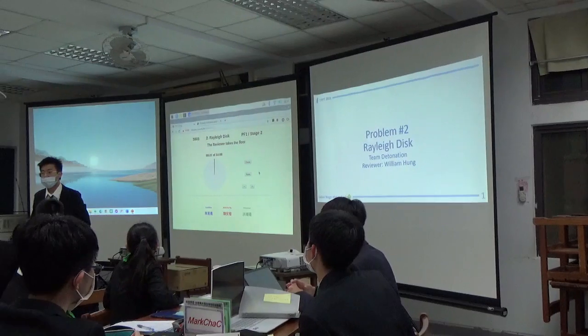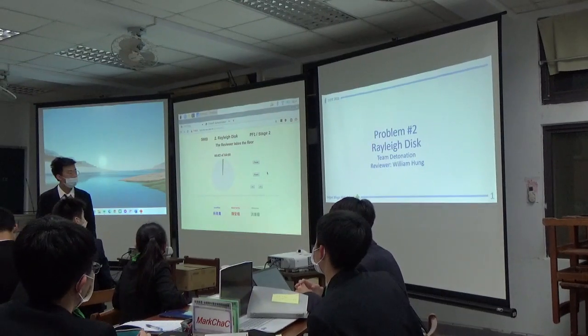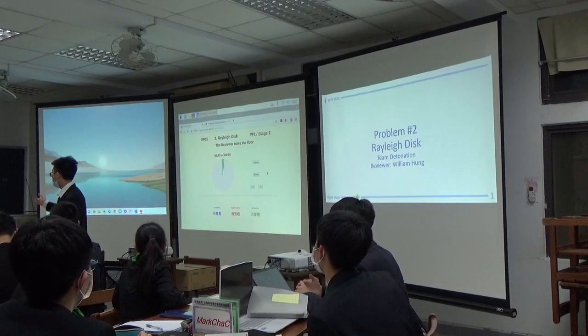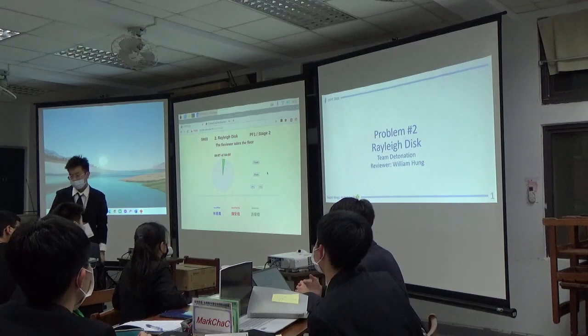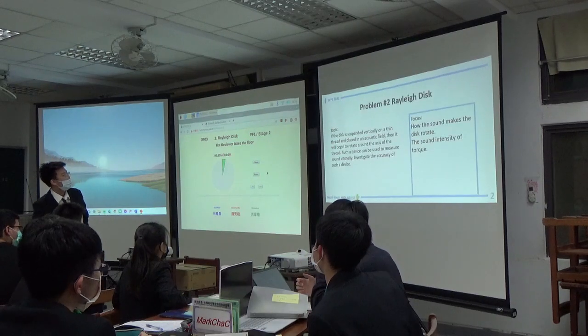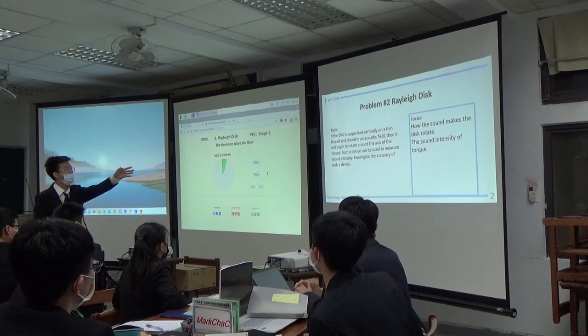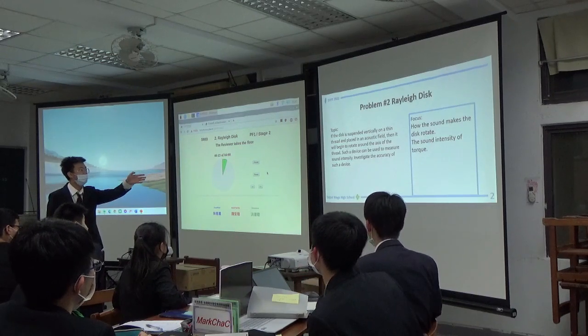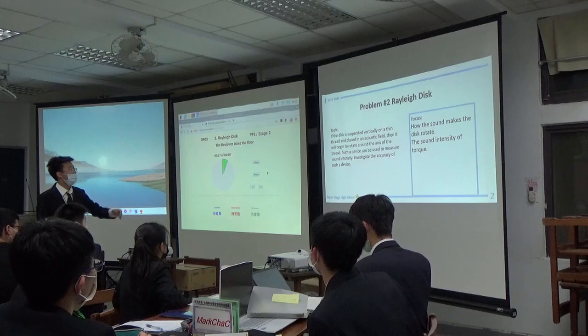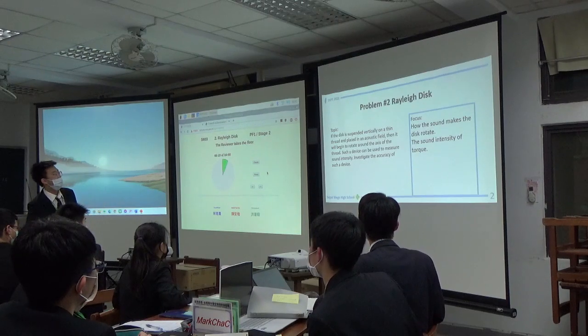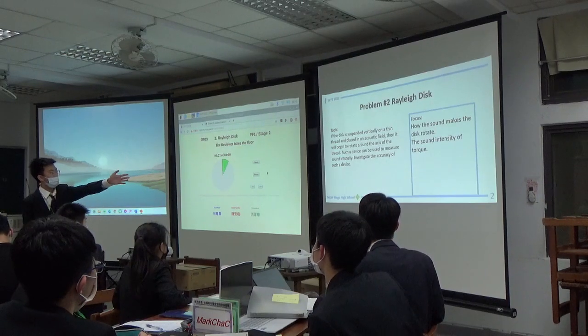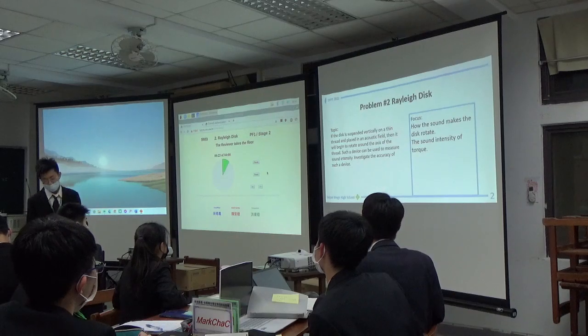Okay, honorable judges and worthy opponents. I'm the reviewer of problem 2, Rayleigh disk. On the left side, this is the problem that they are talking about. The reviewer's main focus is how the sound makes the disk rotate, and what is the relationship between the sound intensity and the rotation.